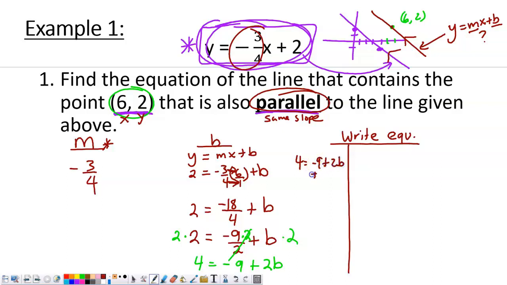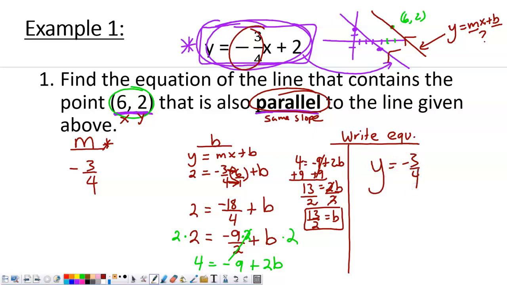All right, so add the 9, divide by 2, and we get a really weird b value, 13/2. Okay? So now we're ready to write our equation, and we're done. So the equation of the red line would have a slope of negative 3/4, because it's parallel to the purple line, which has a slope of 3/4. And we just calculated the y-intercept is 13/2.